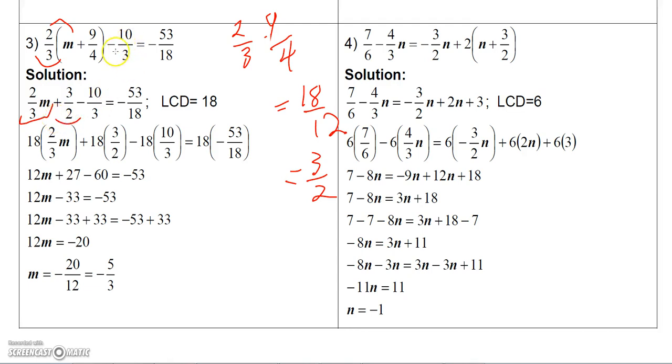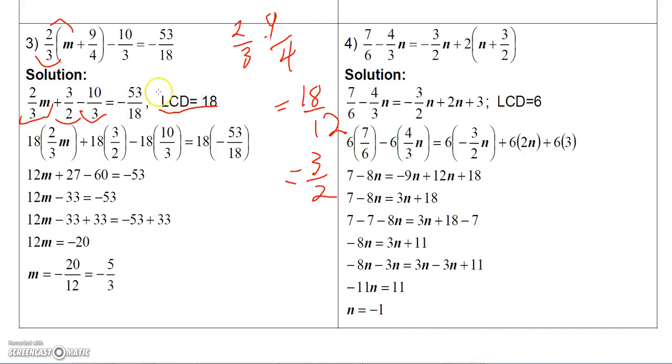And then I've got the minus 10/3. That wasn't in the parentheses, so I won't distribute through that. And then on the right I have negative 53 over 18. Now look at my denominators. My denominators contain 3, 2, and 18. So the lowest common denominator would be 18, because 2, 3, and 18 would all go into 18.